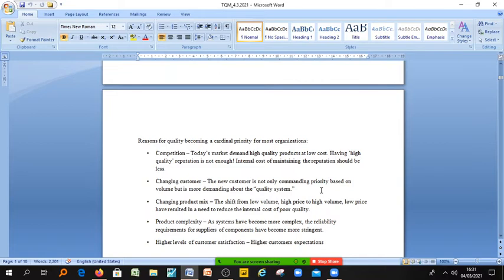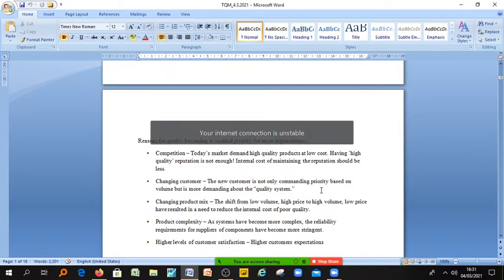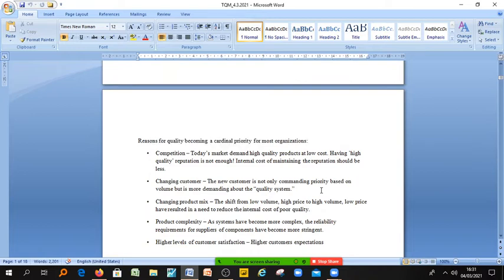Then changing customers. You find that customers keep on changing, and you end up getting new customers that are interested in quality, right? Then changing product mix. By changing product mix, we mean that the trend is changing from providing low volume of goods and services at a high price to the trend of high volume, low price. Are you getting it? High volume, low price.